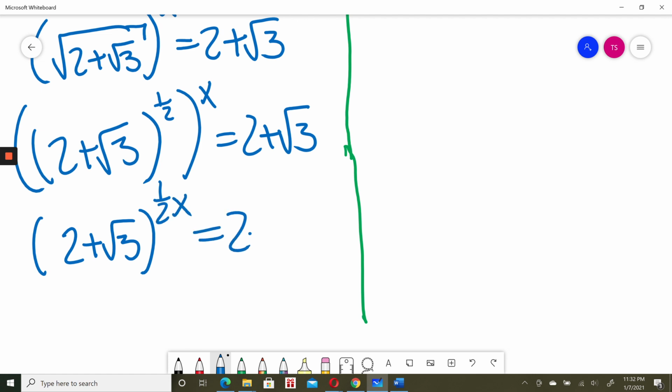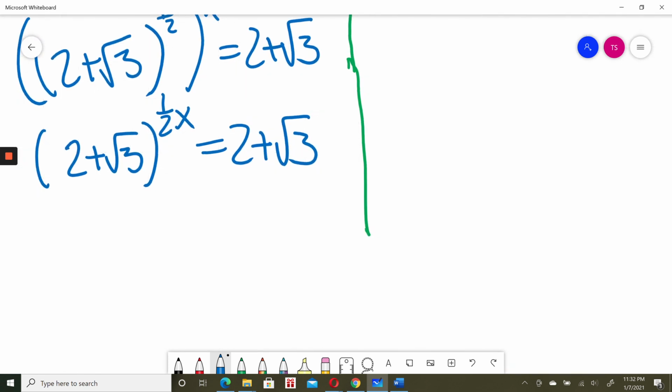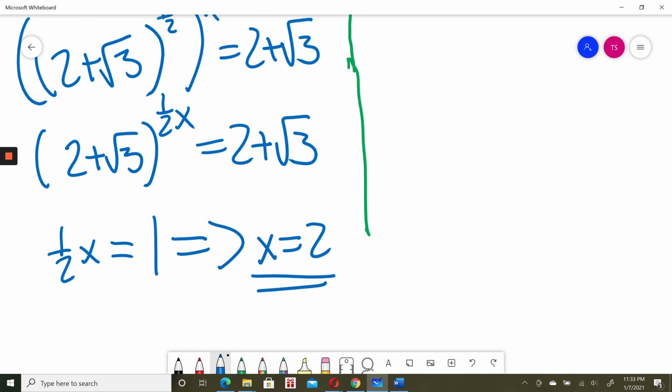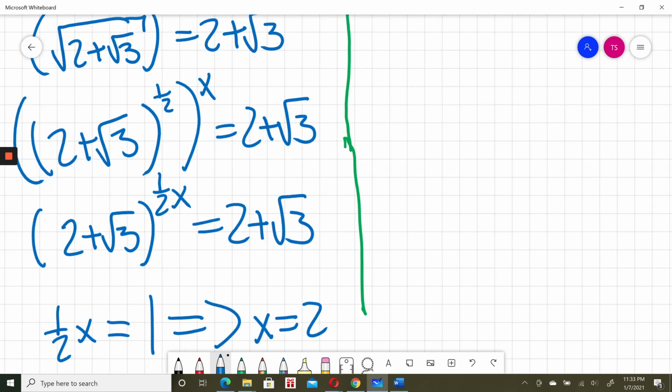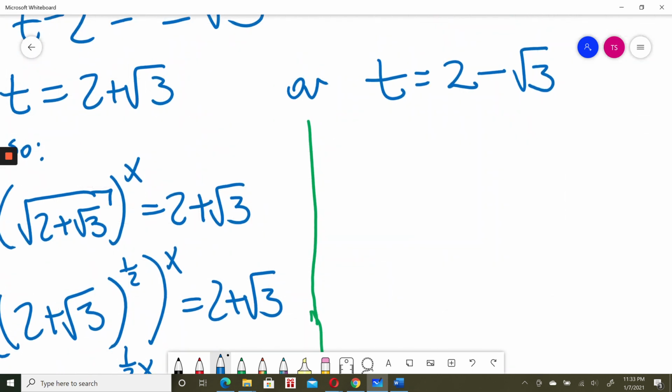On the right side this is 2 plus square root of 3. I have the same base, so if the base is the same, the exponents have to be the same. So 1/2 x, and the exponent on the right side is just 1. So 1/2 x is equal to 1. From this I know x will be equal to 2. This equation is done, and I still need to solve the other one.